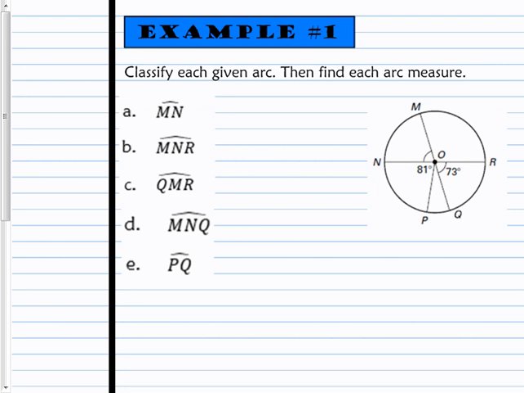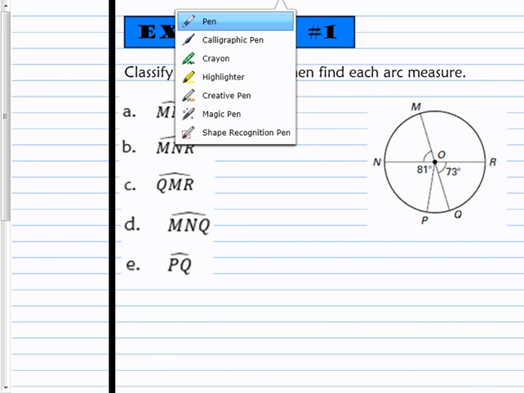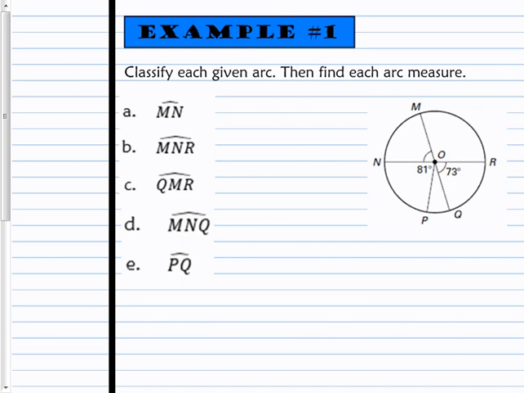Classify each given arc, then find each arc measure. We're going to do A and B on the video. I want you to attempt to do C, D, and E on your own. So MN is from here to here. Actually, let me do this in highlighter. This might be a little bit easier in highlighter. Let's do pink. Okay, there's arc MN. So we need to figure out if it's a major arc or a minor arc and say how much it was.